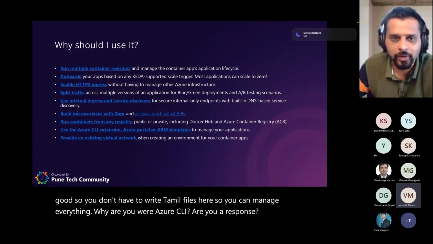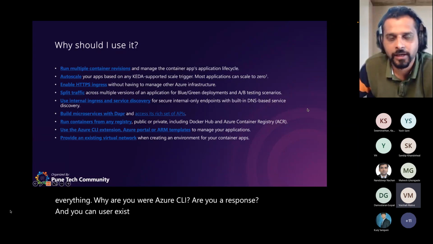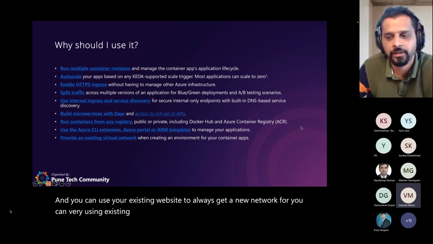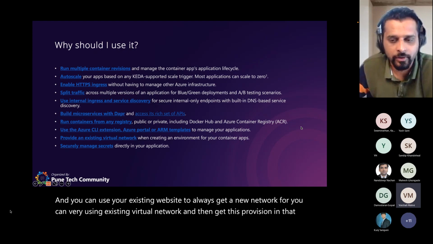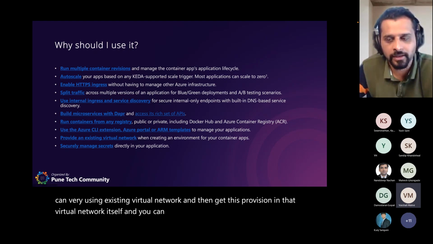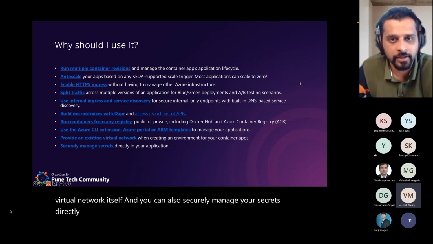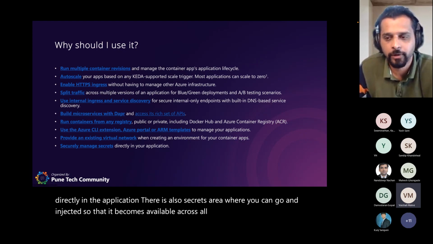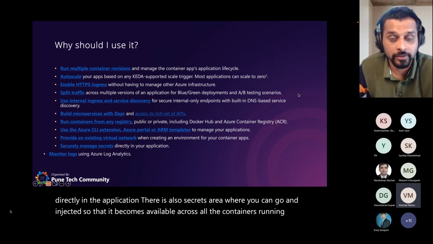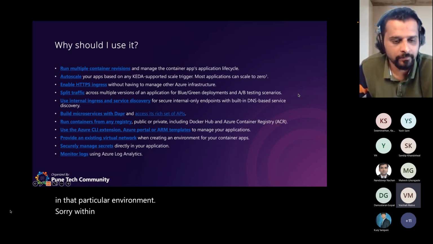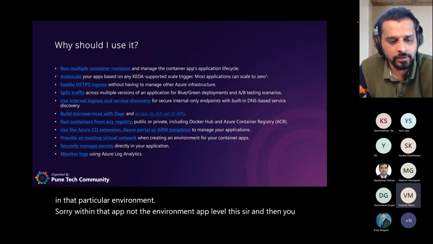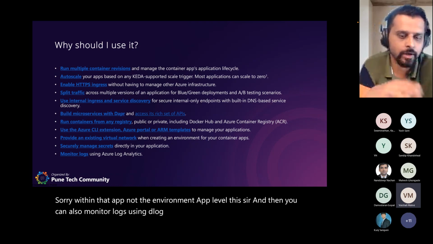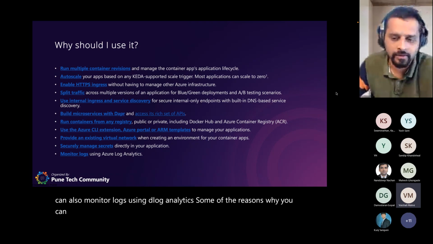Yeah, and you can use your existing virtual network. You don't have to always get a new network for this. You can very well use an existing virtual network and then get these provisioned in that virtual network itself. And you can also securely manage your secrets directly in the application. There is also a secrets area where you can go and inject them so that they become available across all the containers running within that particular app, not the environment, app level. And then you can also monitor your logs using Log Analytics. These are some of the reasons why you can use this.